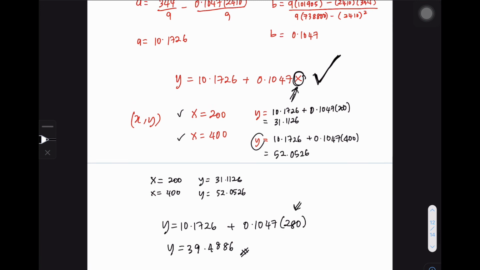Okay, so itulah kegunaan equation of regression ini untuk kita estimate value of Y when we are given the value of X. Dan kita boleh guna regression equation ini untuk kita lukis the best fit of line. Okay, so itu adalah macam mana kita nak buat soalan yang berkaitan dengan correlation and regression analysis.